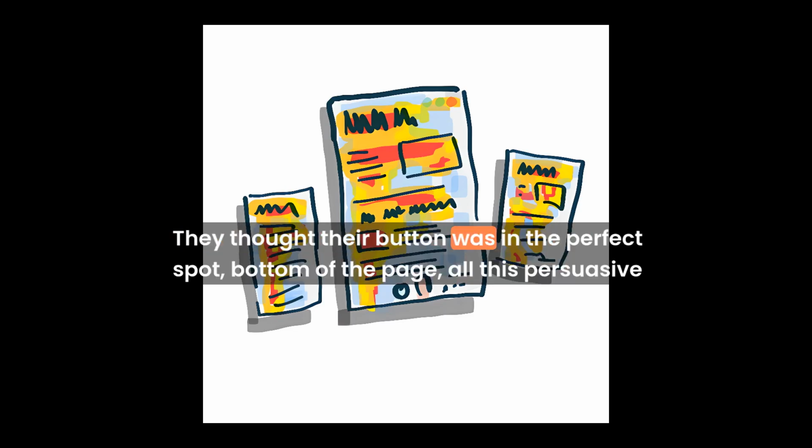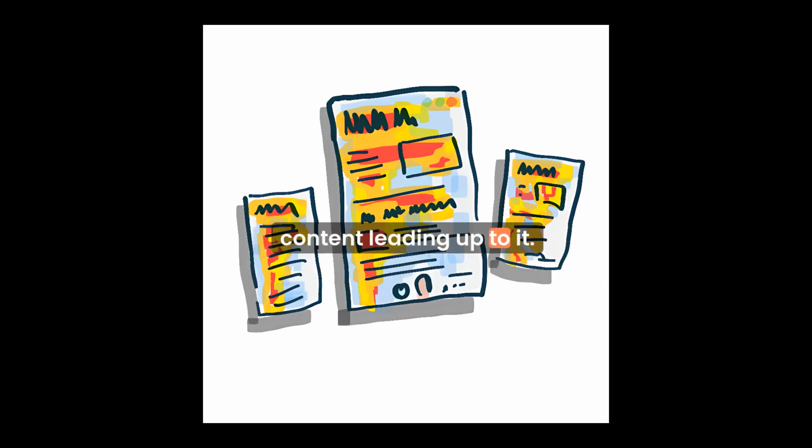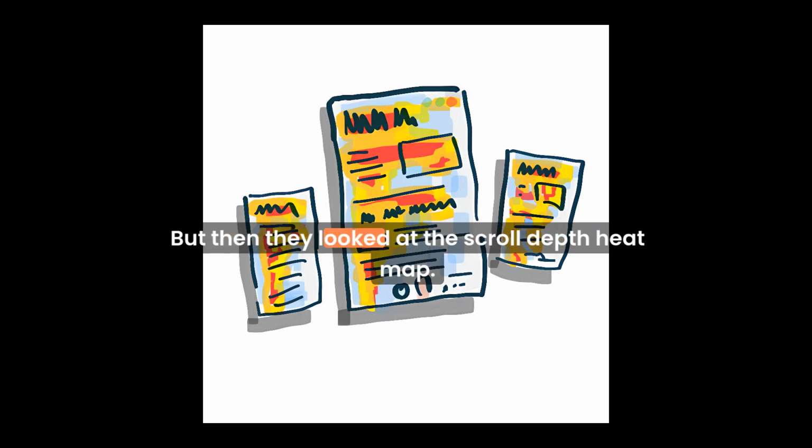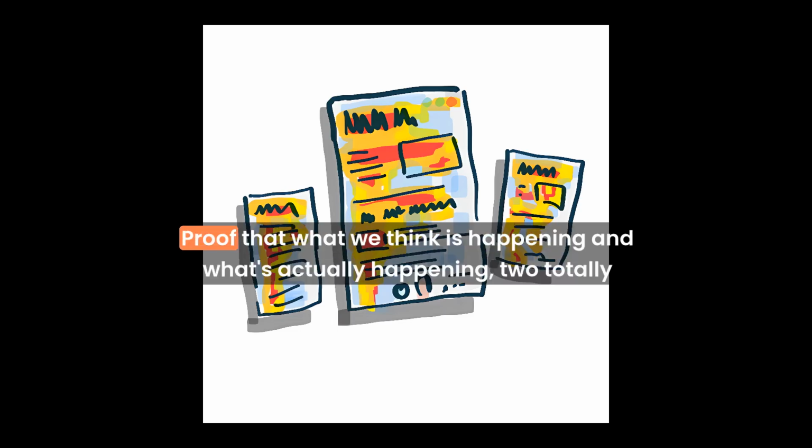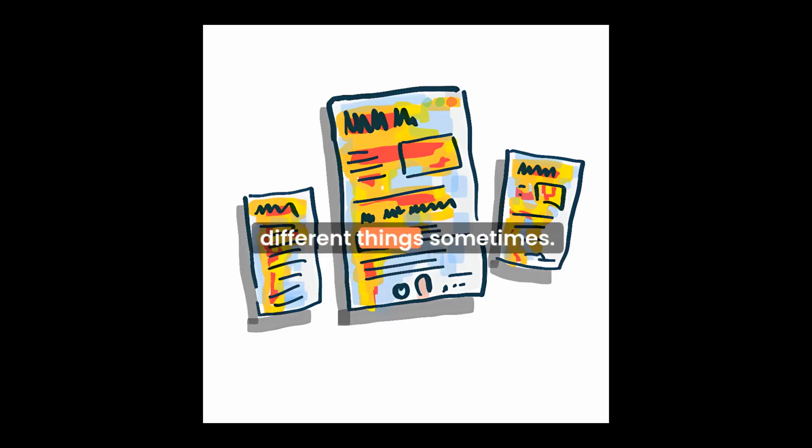They thought their button was in the perfect spot, bottom of the page, all this persuasive content leading up to it. Click tracking even showed decent activity. But then they looked at the scroll depth heat map. And nobody was even seeing the button. Exactly. Moved it higher up the page, downloads skyrocketed. Proof that what we think is happening and what's actually happening, two totally different things sometimes.